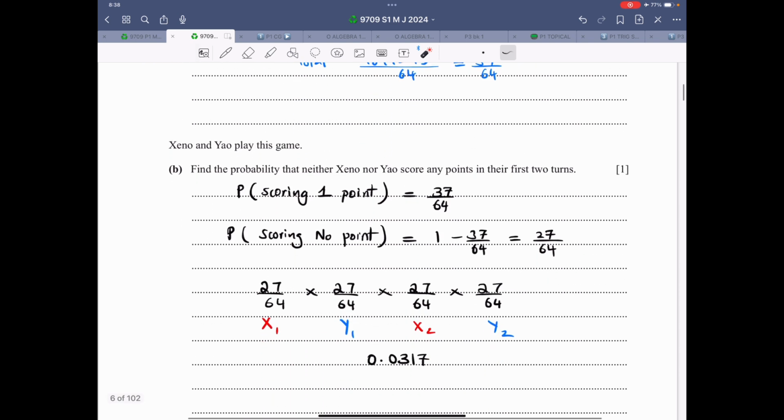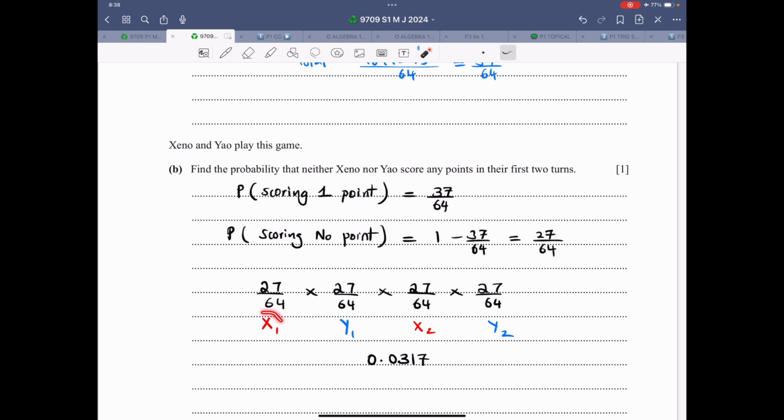The next one, there are 2 players. Let me call one of them X and the other one Y. Again, the names are no comments. X and Y play this game. Find the probability neither X nor Y score any point in the first 2 turns. So scoring 1 point, the probability is 37/64. Scoring no point is 1 minus 37/64, which is 27/64.